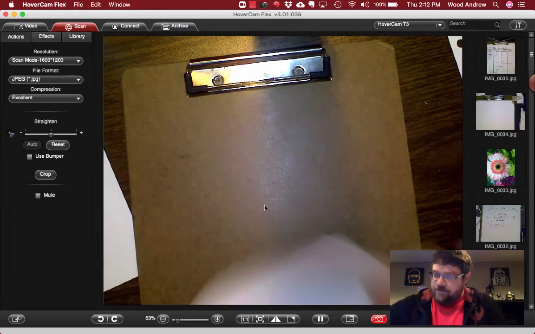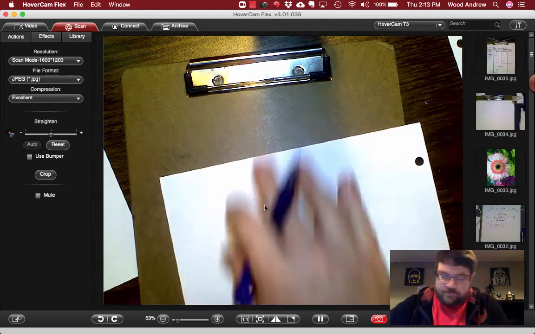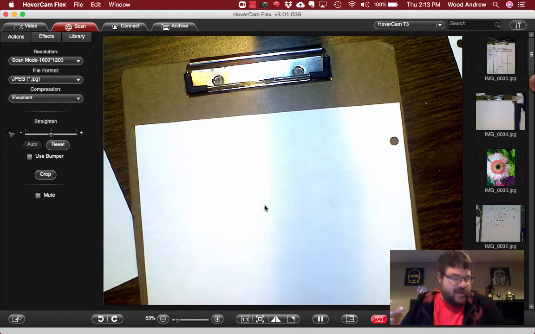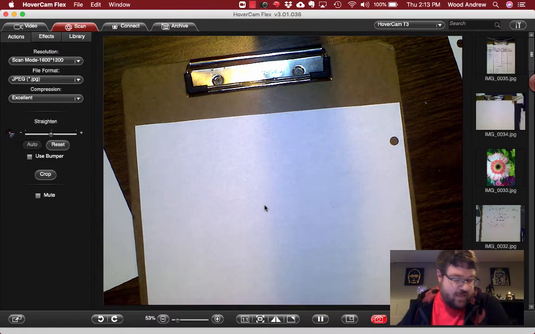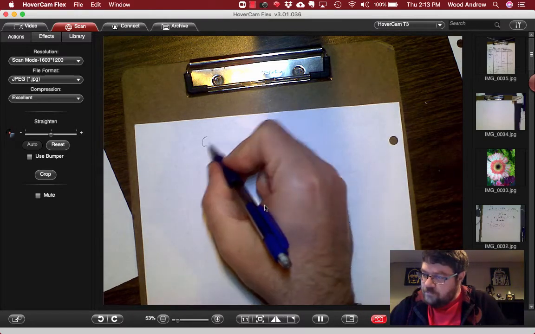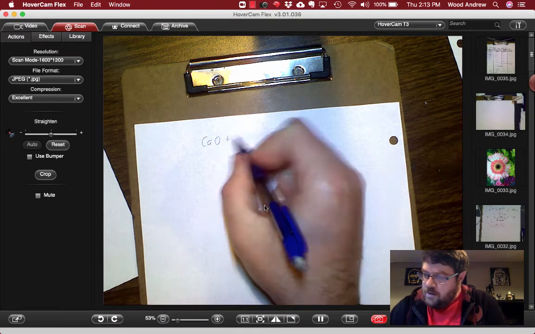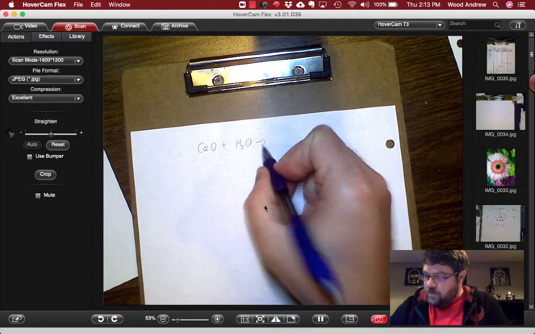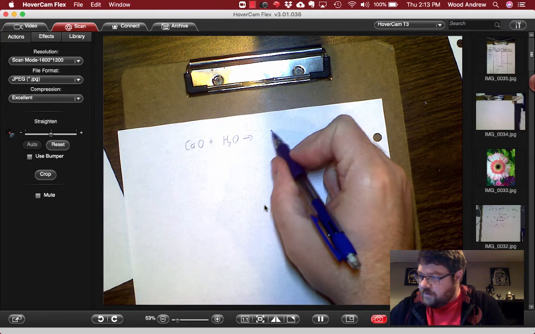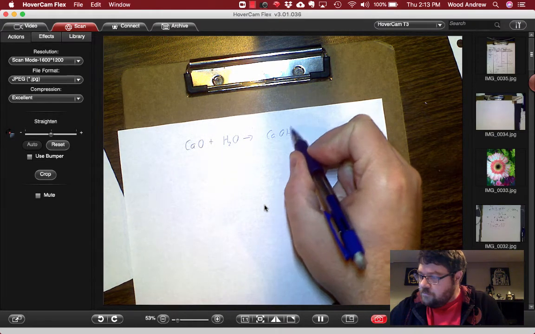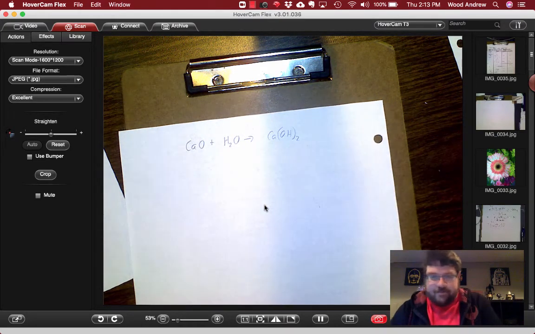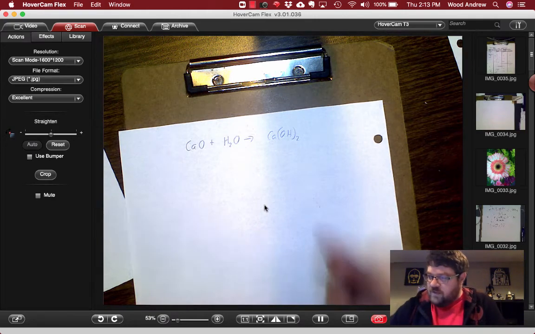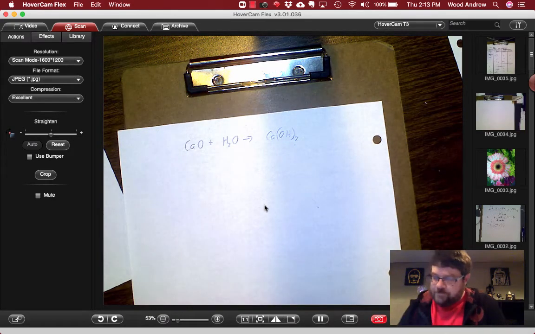The last couple, bases are real simple. All right, bases, remember bases, anything that's a hydroxide. So I take a metal oxide, say, calcium oxide, and react it with water, and we will make calcium hydroxide. Just like that. Again, the subscripts come from balancing the charges.